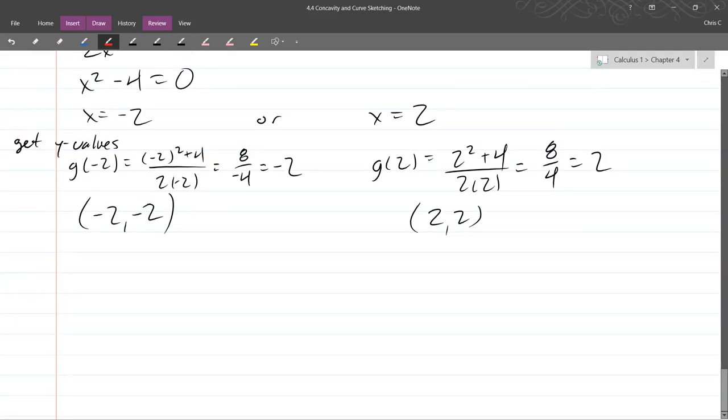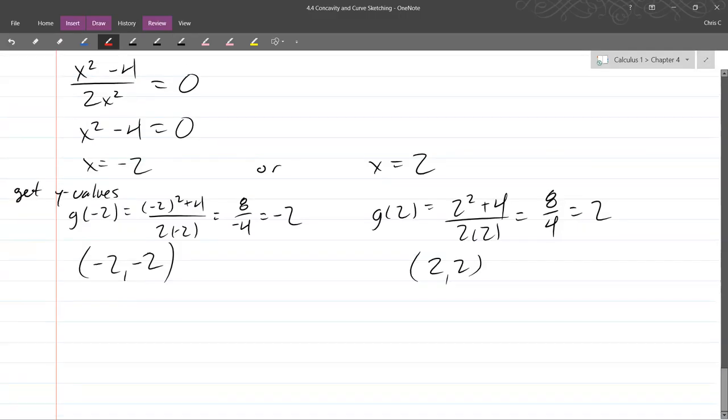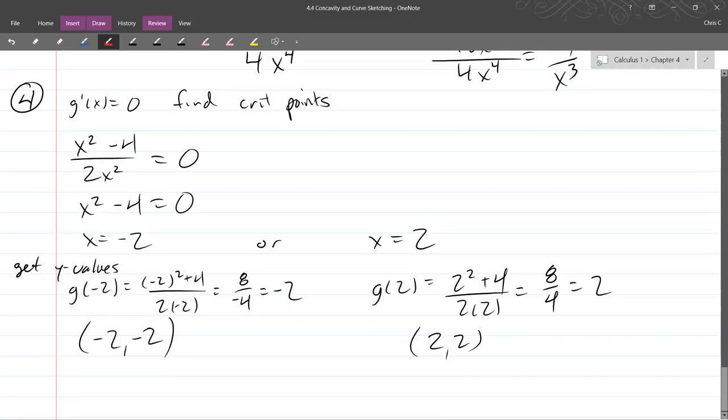Do you have anything that helps you remember when to plug it into the original and when to use the derivative or the second derivative? Yeah, so how do you know where to plug it in? Should I plug it into g, g prime, or g double prime? Well, what would I get if I plugged 2 and negative 2 into g prime? Zero. That's where they came from. So that'll definitely give us zero.